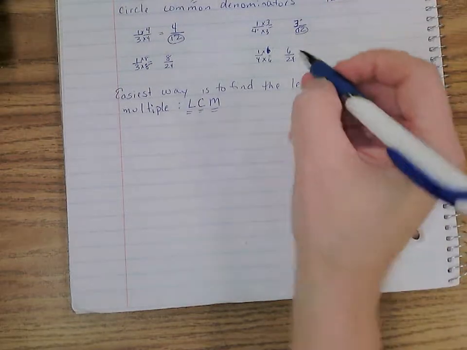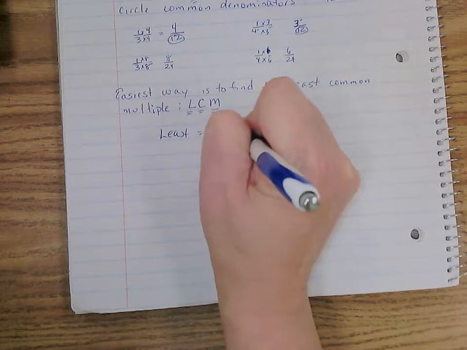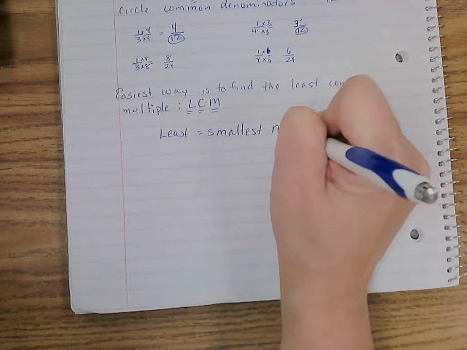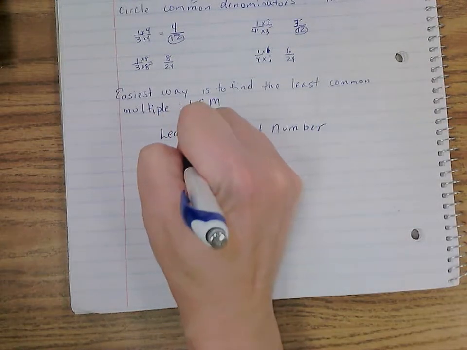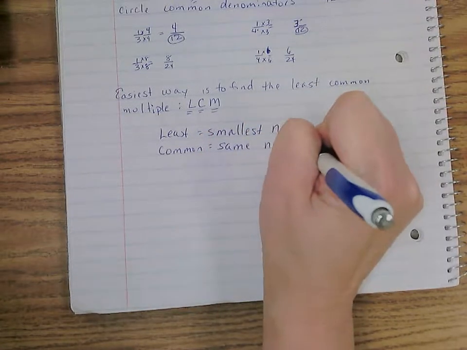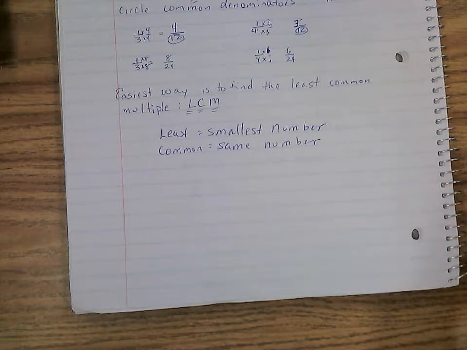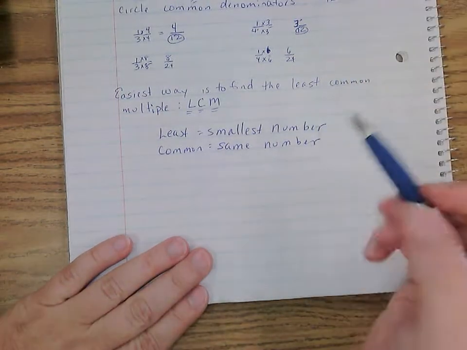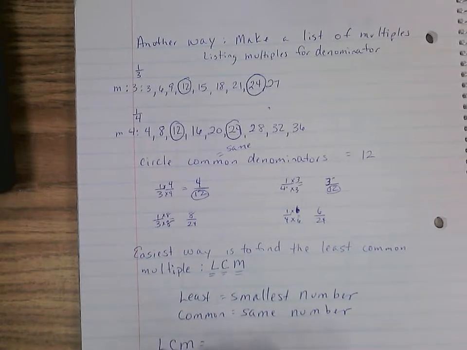So the least means the smallest number. Common is the same number, and the denominator is the number that's on the bottom of the fraction. So in my last example, the least common denominator would be 12. So the LCM would equal 12. Okay?